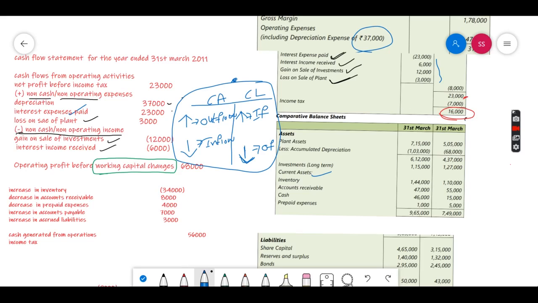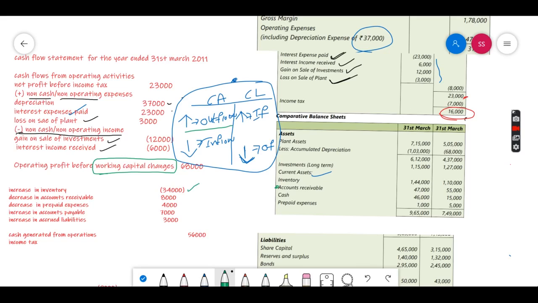Inventory: we have to read from here, from 1,10,000 to 1,44,000. So inventory has been increased from 1,10,000 to 1,44,000. Inventory is a current asset, right? So that means there is an increase in current assets, which is an outflow, so we put it in brackets.